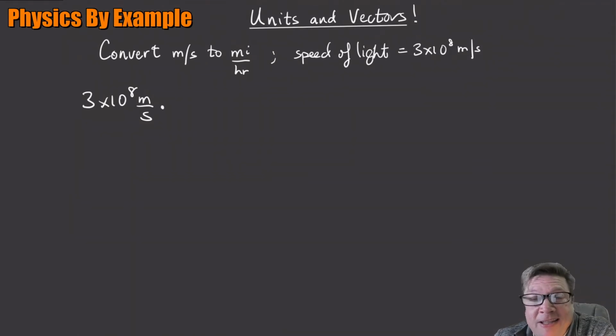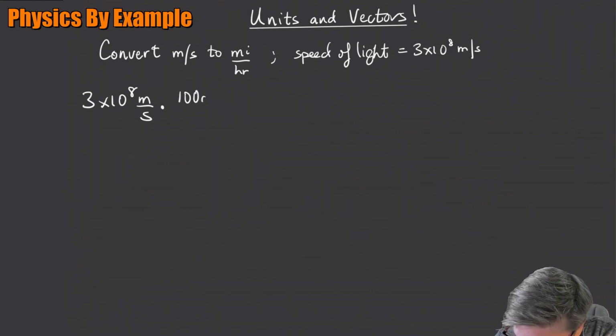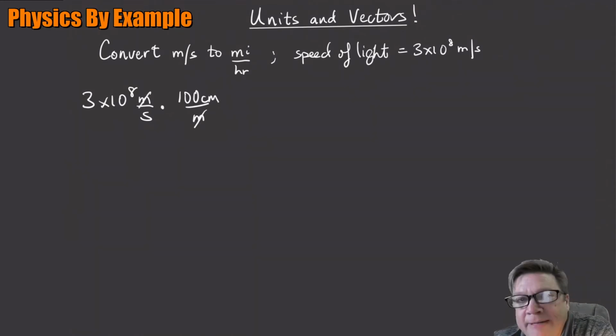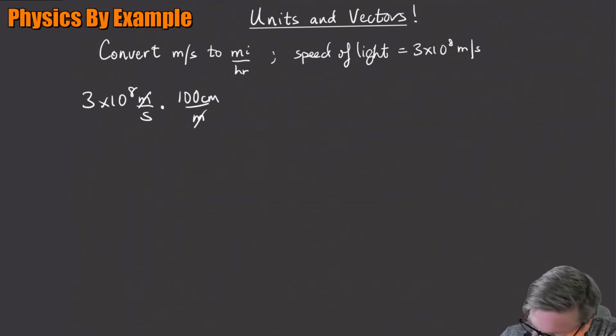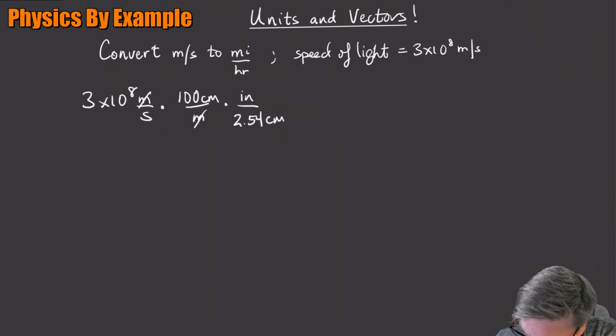So 3 times 10 to the 8th meters per second. Okay, let's get rid of the meters. First of all, I can go 100 centimeters per meter, right? That gets me centimeters per second. Remember, you can cross units off, sort of like algebraic quantities above and below to cancel. So this gets me centimeters per second. And then I can do, let's see, 1 inch is 2.54 centimeters. All right, cool. Centimeters cancels. So this will get me inches per second.